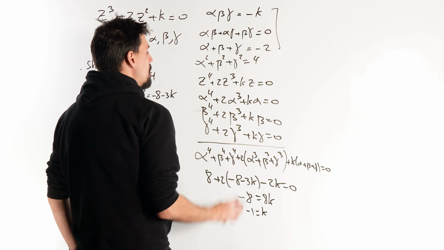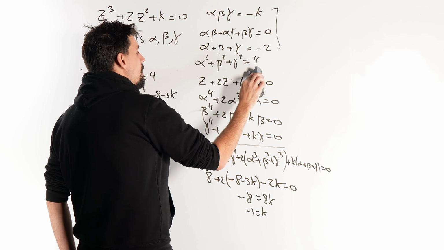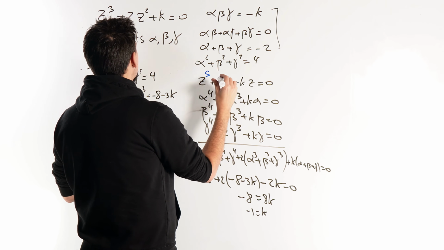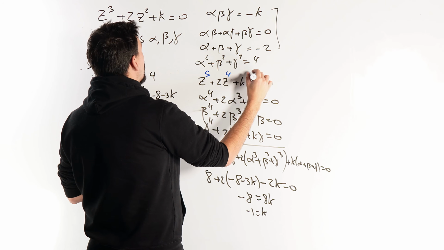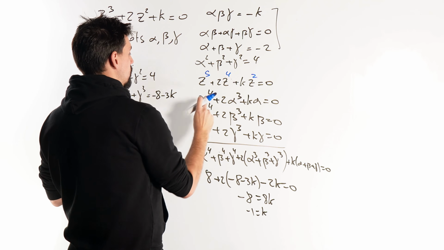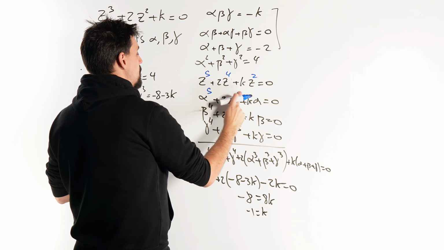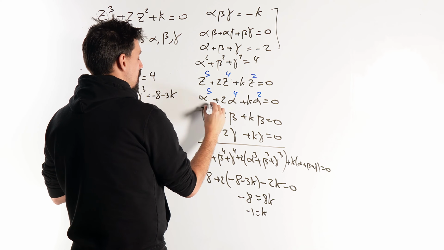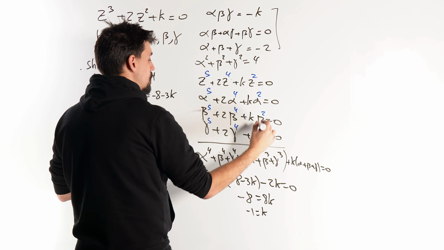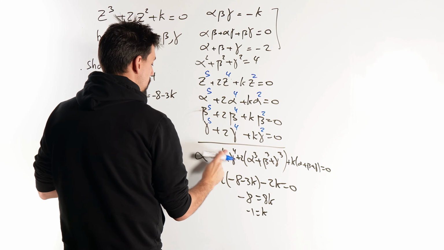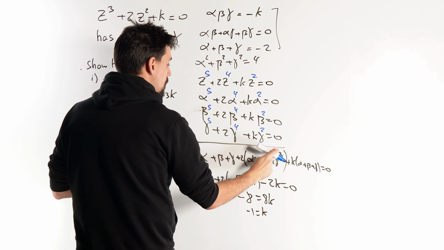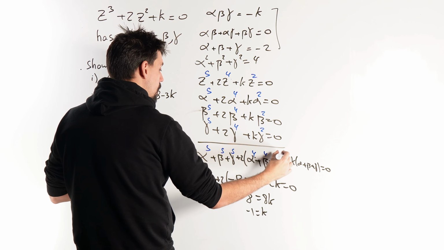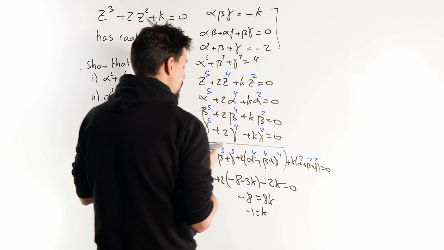Now, to do the last one, you may or may not be surprised to figure out that what I'm going to do is multiply my original equation through by z squared. So that becomes a 5, that becomes a 4, that becomes a squared. So 5, 5, 5, 4, 4, 4, squared, squared, squared.